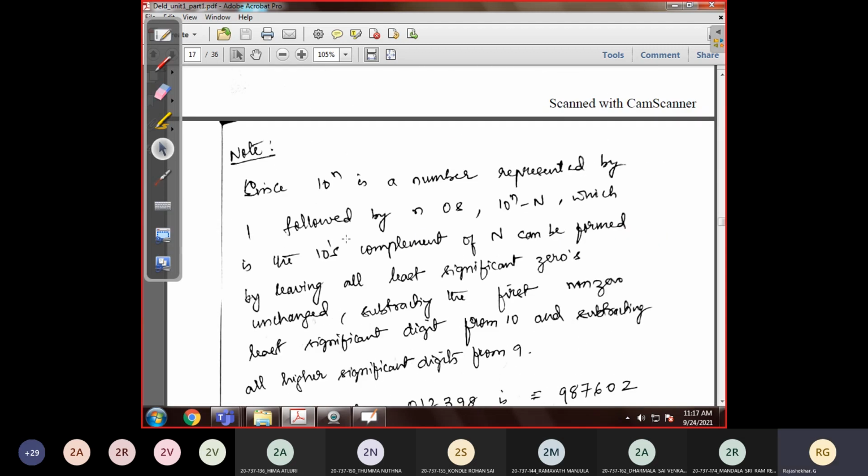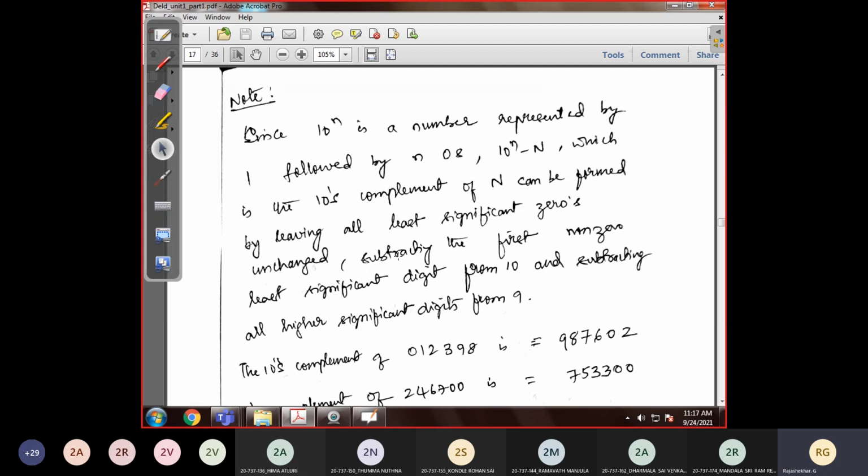So take this small note. This is a very important observation. How can you write the tens complement directly? This procedure is illustrating that. The tens complement of a decimal number n can be found by leaving all the least significant zeros unchanged. So first, observe the number and leave all the least significant zeros unchanged. Least significant zeros means those digits which you see on the right side.